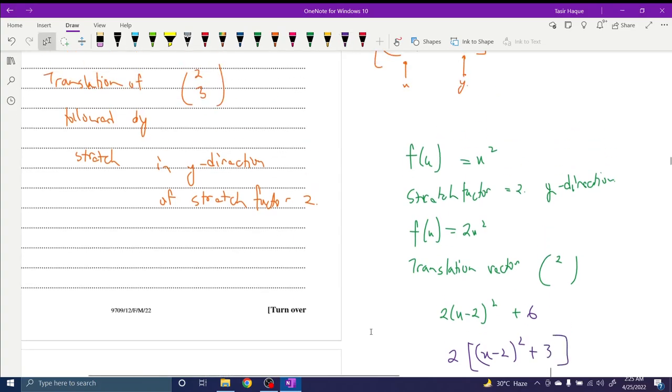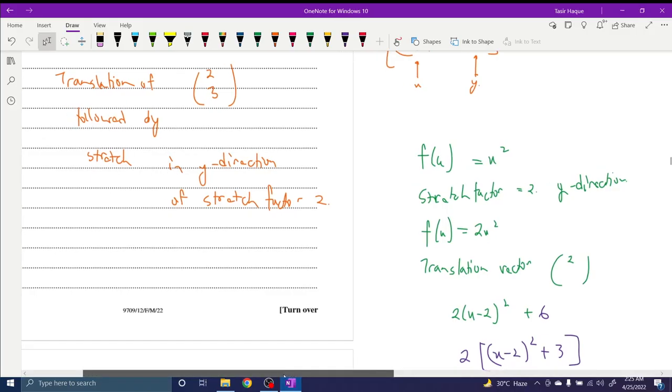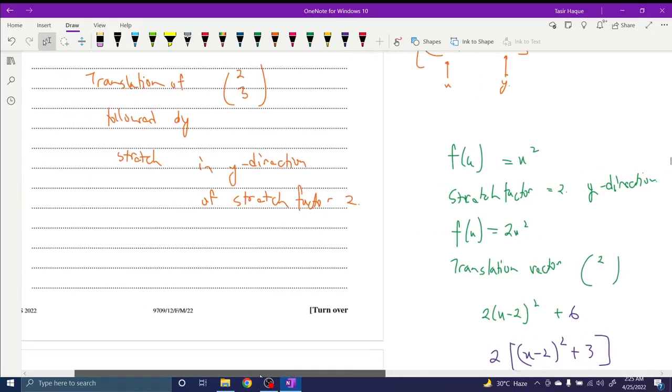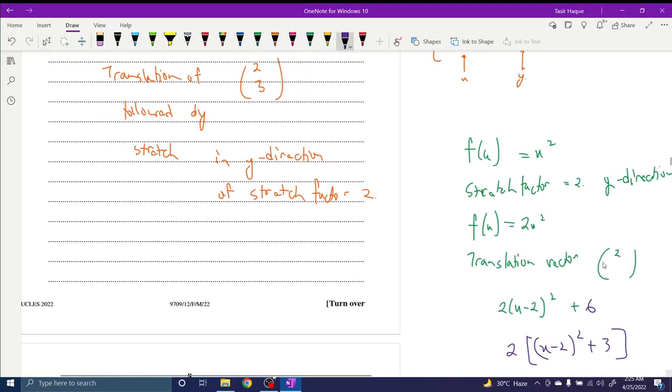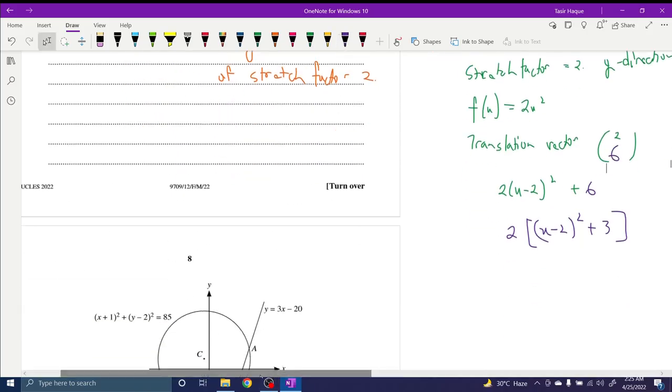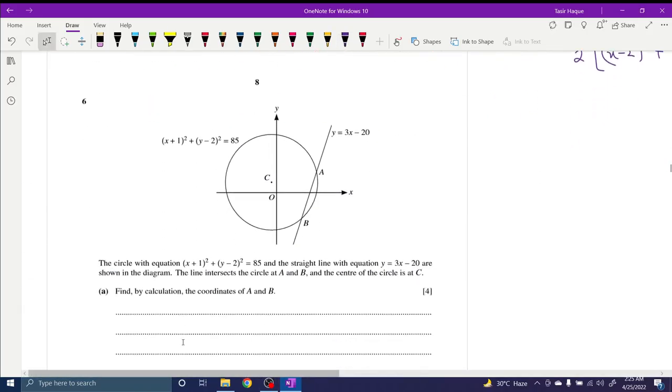So it's either translation vector of 2, 3 followed by stretch in y direction of stretch factor 2, or stretch factor 2 in y direction followed by a translation vector of 2, 6. Really important. So just check all the time.